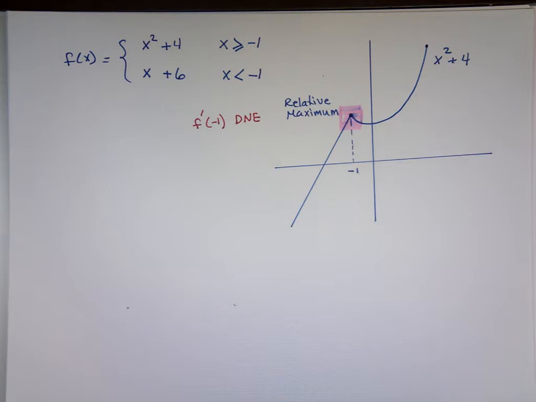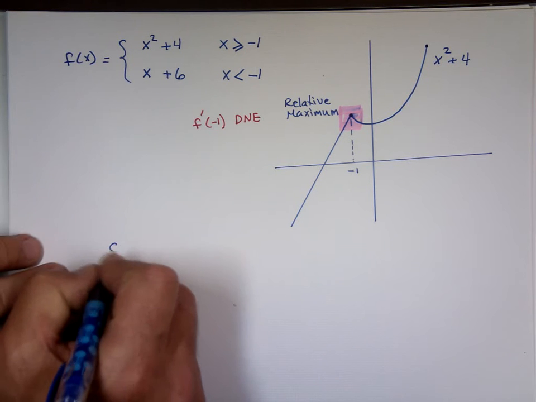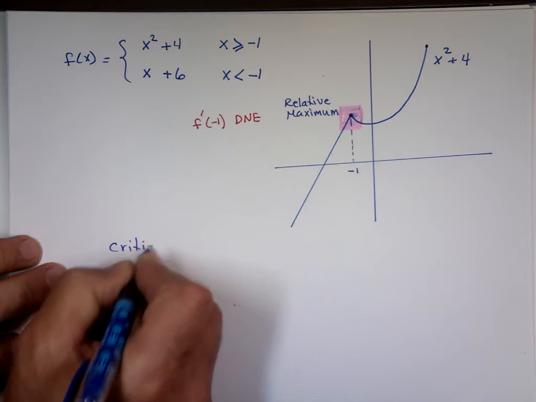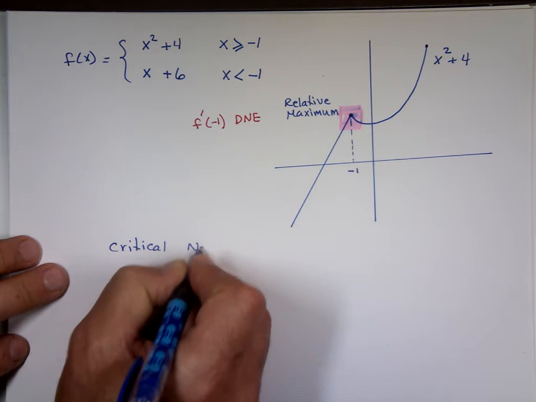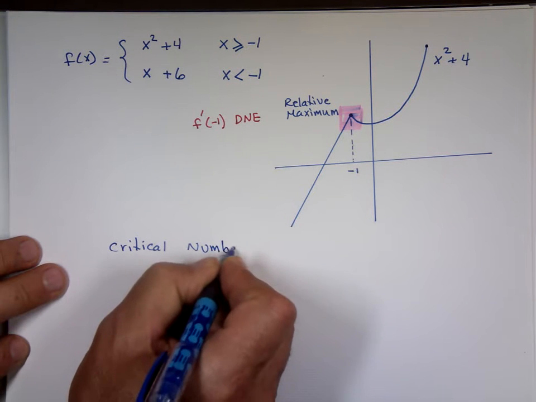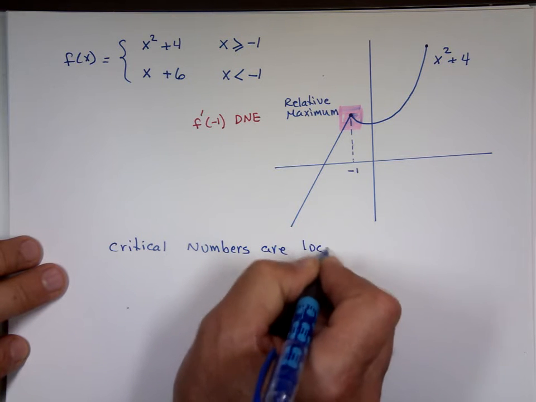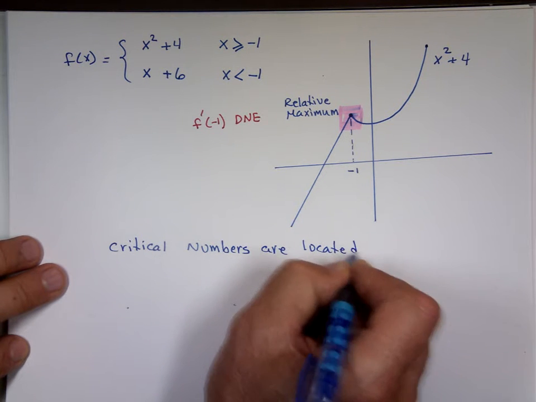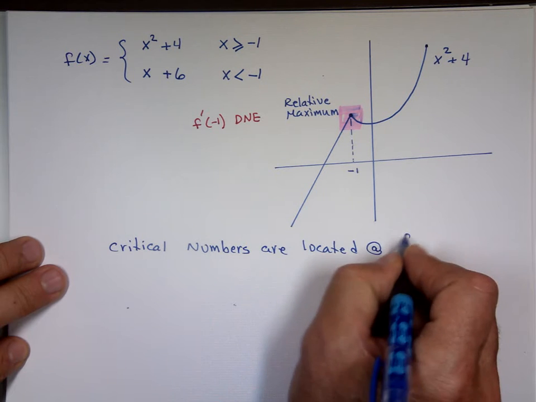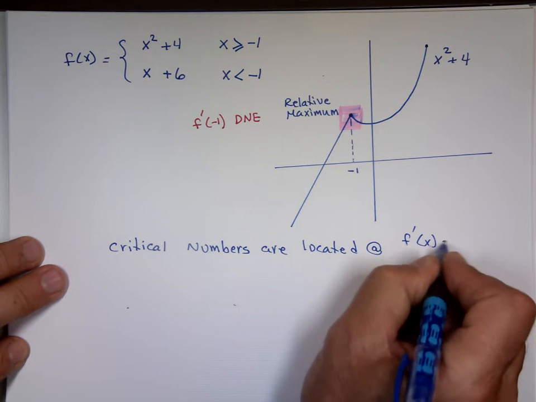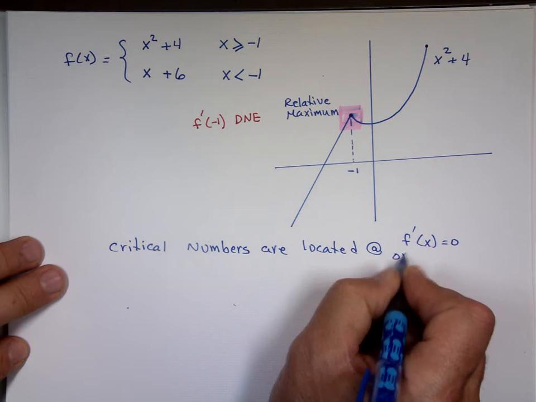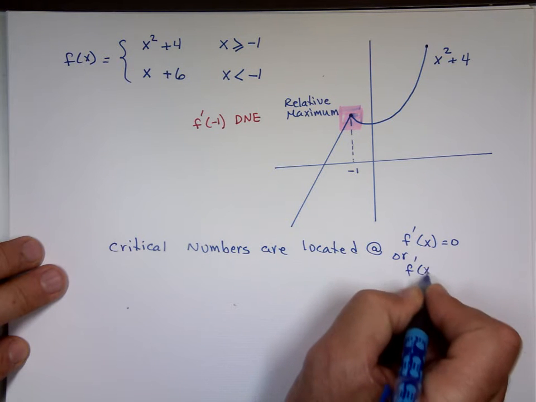So the critical numbers are located where the derivative is 0 or the derivative is undefined. Critical numbers, you'll see me when I start doing that. At f prime of x equals 0 or f prime of x is undefined, does not exist.